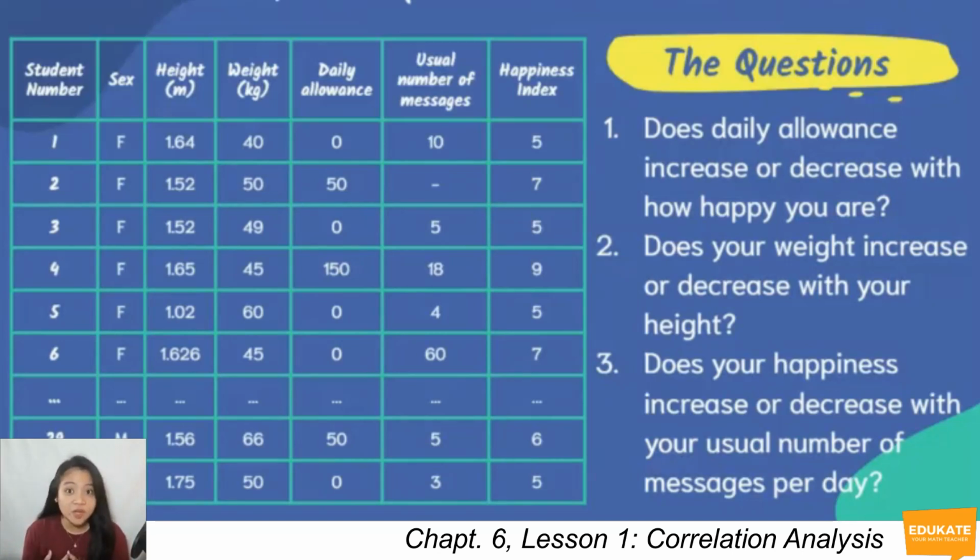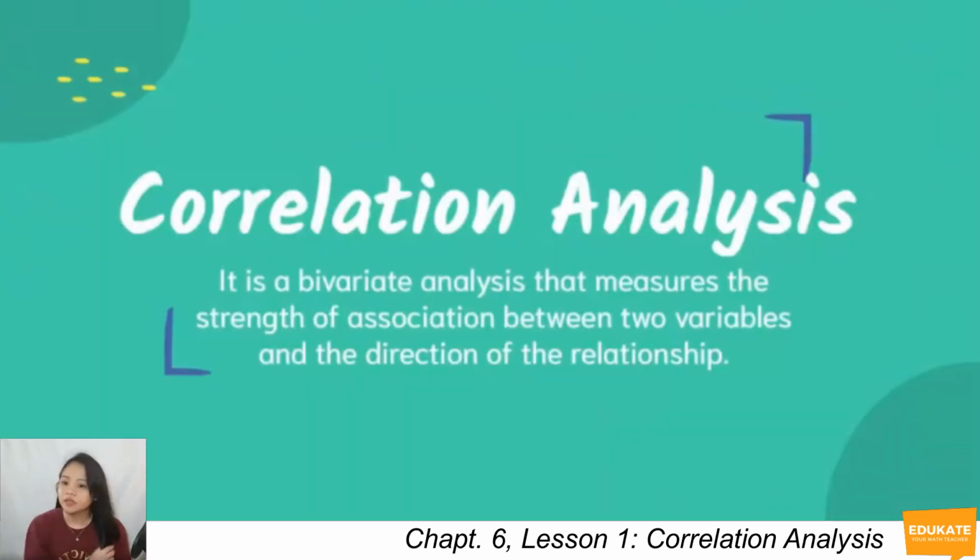between the two variables. In example, yung una, tinitingnan mo yung relationship ng daily allowance and happiness index. Pangalawa, tinitingnan mo yung relationship ng weight and height. Yung sa third example, happiness index and the usual number of messages per day. So, correlation analysis, it is a bivariate analysis. When we say bivariate, bi meaning 2, that means we are doing two-variable statistics.